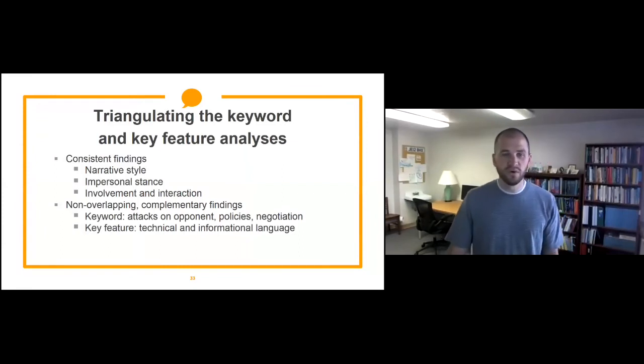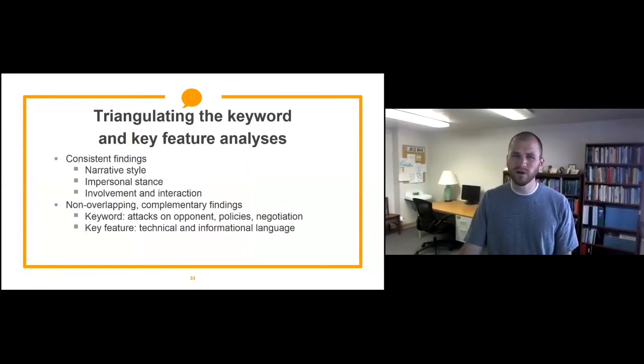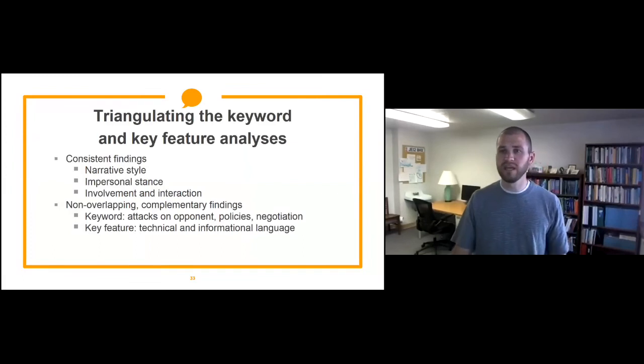Okay, so that brings us to triangulation of the two analyses. What did we learn that was consistent between the keyword and key feature analyses? Well, we get a narrative style emerge in both, an impersonal stance, involvement and interaction come up in both methods. We also get some features that only emerged in one method or the other. So in the keyword analysis, we got more details about attacks on opponents, policies, negotiation. Those are semantic, and we don't get them in the grammar, which is largely functional.